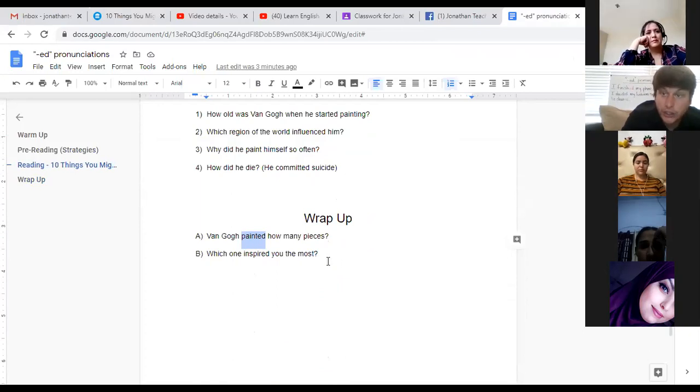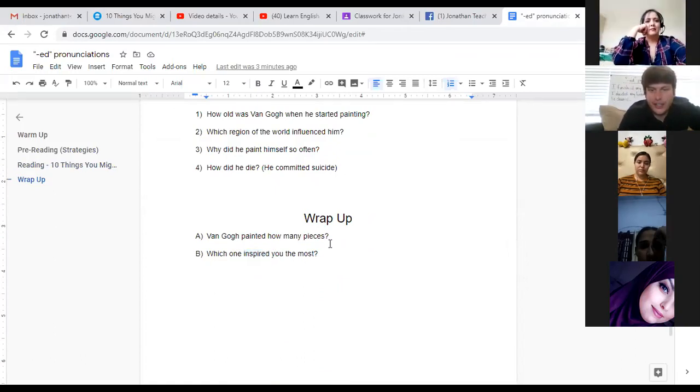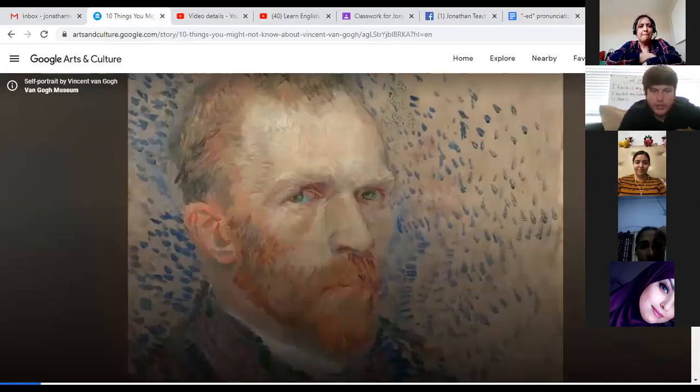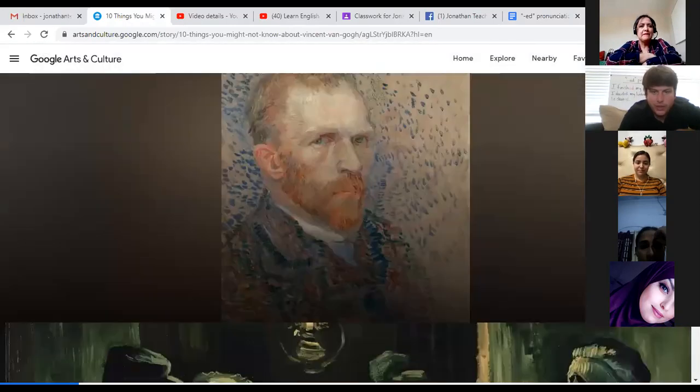which one inspired you the most? Which one inspired you the most? And try to use this word inspired because that is the target of today's lesson. So who would like to volunteer to answer this question? How about, if you don't know, you can say you don't know because we just looked, but maybe Mel, of all of these paintings, I'll show you again, which one inspired you the most, or maybe none of them.